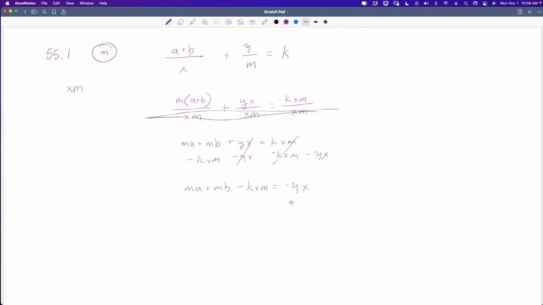All right, so now let's look at factoring out m. So we have m times a plus b minus kx equals negative yx. We divide both sides by this, a plus b minus kx. Then we get that m is equal to negative yx over a plus b minus kx.